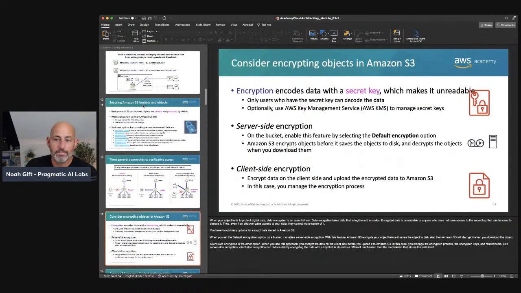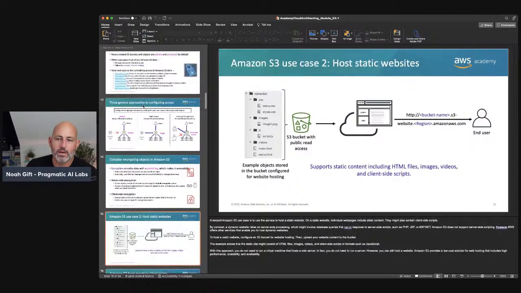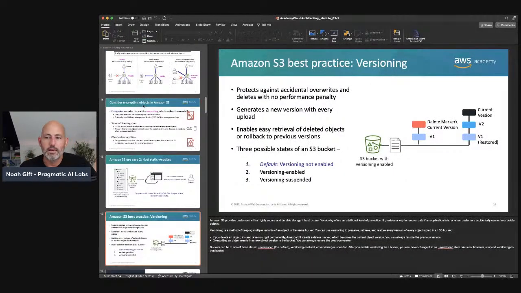You can also encrypt everything in S3. That's a good thing to be aware of. With S3, you can go through and build out, for example, server-side encryption, client-side encryption. Another thing you can do is you can, as I mentioned, host static websites, and you can put HTML, images, videos, client-side scripts. I personally do it. It works very well. A best practice for S3 is versioning.